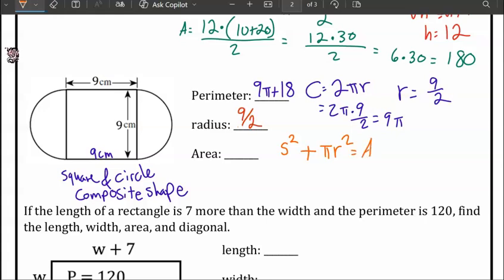Let's plug in the values. 9 squared plus pi times 9 over 2 squared. 9 times 9 is 81, and 2 times 2 is 4. 81 over 4 pi plus 9 times 9 is 81. That's our area of this shape.